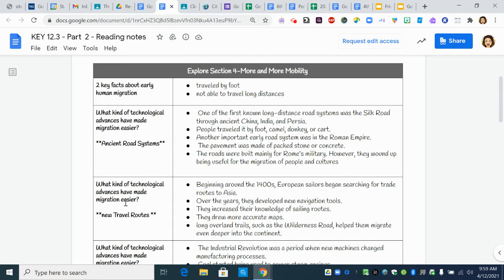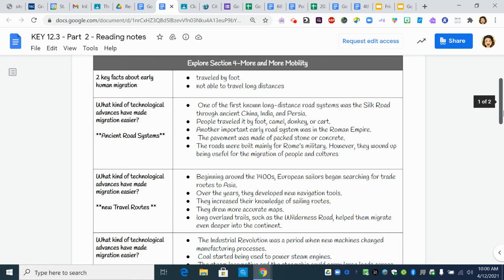What technological advances have made migration easier in terms of new travel routes? Beginning around the 1400s, European sailors began searching for trade routes to Asia. Over the years, they developed new navigation tools. They increased their knowledge of sailing routes. They drew more accurate maps. Long overland trails, such as the Wilderness Trail, helped them migrate even deeper into the continent. So, if you can imagine, we can compare this type of advancement to us having digital or online based, Wi-Fi based GPS systems, satellite based, I should say.